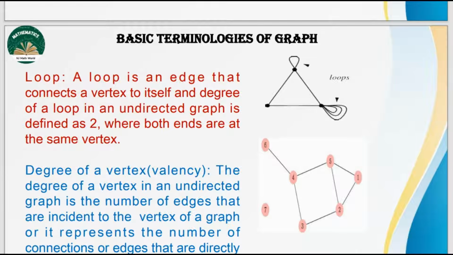The next one is loop. What is a loop? A loop is an edge that connects a vertex to itself, and the degree of the loop in an undirected graph is defined as 2, where both ends are the same vertex. So if the ending and starting point of the edge are the same, then it is called a loop, and the value of the loop will be 2, starting point 1 and ending point 1.